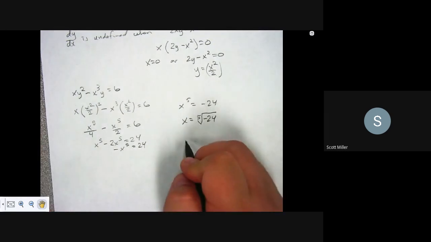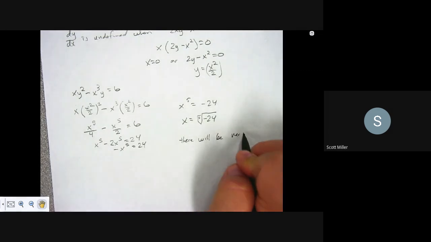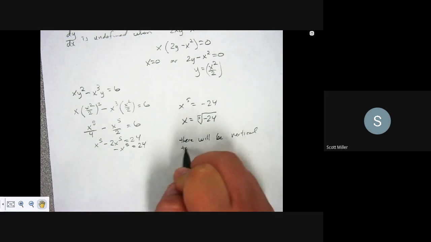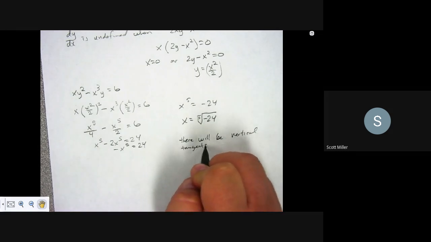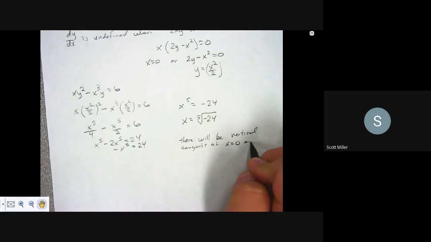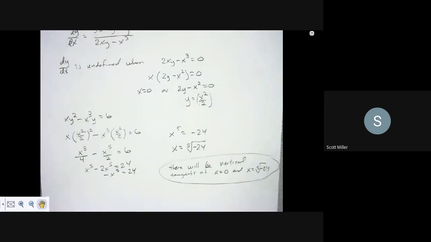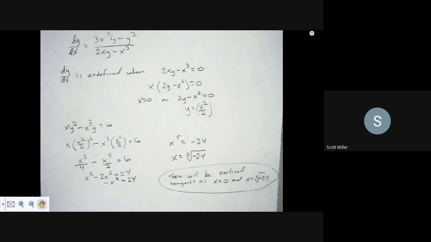So what is my answer? There will be vertical tangents at x equals 0 and x equals the fifth root of negative 24. And that's how you can do that. Okay? So we'll be doing more of these problems together, but that concludes this video.